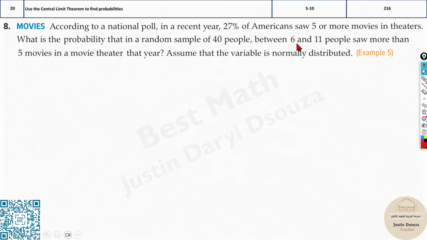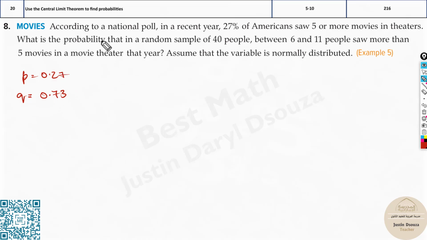Okay, now this is interesting because there are two values given. According to a national poll in a recent year, let me write, 27% of Americans saw 5 or more movies in theaters. So 27, that is p is equal to 0.27. If p is so much, what is q? q will be 73. Yeah, 100 minus 27 would be 73.